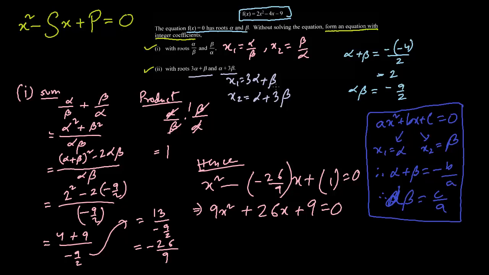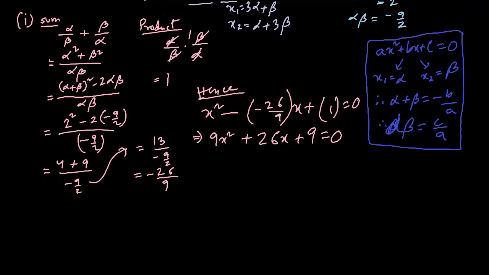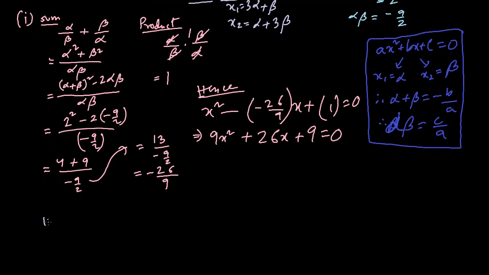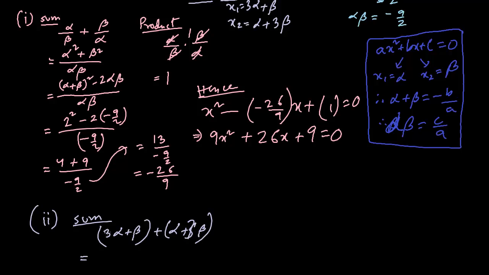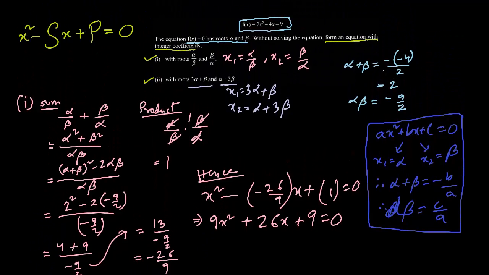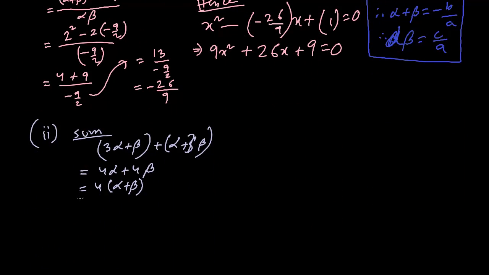So let's start with this sum. So number 2, so first of all, sum of the roots. So the sum of the roots would be 3 alpha plus beta, this is one of the roots, plus alpha plus 3 beta. So this is much simpler. So 3 alpha plus alpha is 4 alpha plus beta plus 3 beta is 4 beta. So if we take 4 to be common, it would be alpha plus beta. And we know the value of alpha plus beta is 2. So we can write 4 into 2, which is 8.